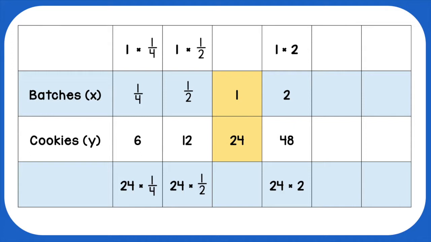How many cookies could we make if we multiplied our recipe by 3? For every 3 batches, we could make 72 cookies, because 1 times 3 is equal to 3, and 24 times 3 is equal to 72. Now, what if I got really hungry and wanted to make 6 batches of cookies? 1 times 6 is 6, and 24 times 6 is equal to 144. That means if I make 6 batches of cookies, I would have 144 cookies in all.